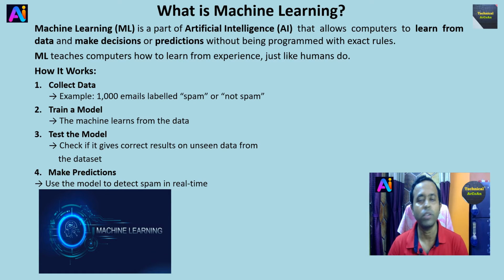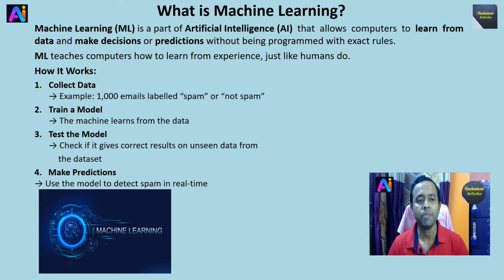Second is to train the model. The machine learns from the data, meaning the past or historic data. According to the example, there are 1000 emails labeled as spam and non-spam. From there, this data goes for training the model.